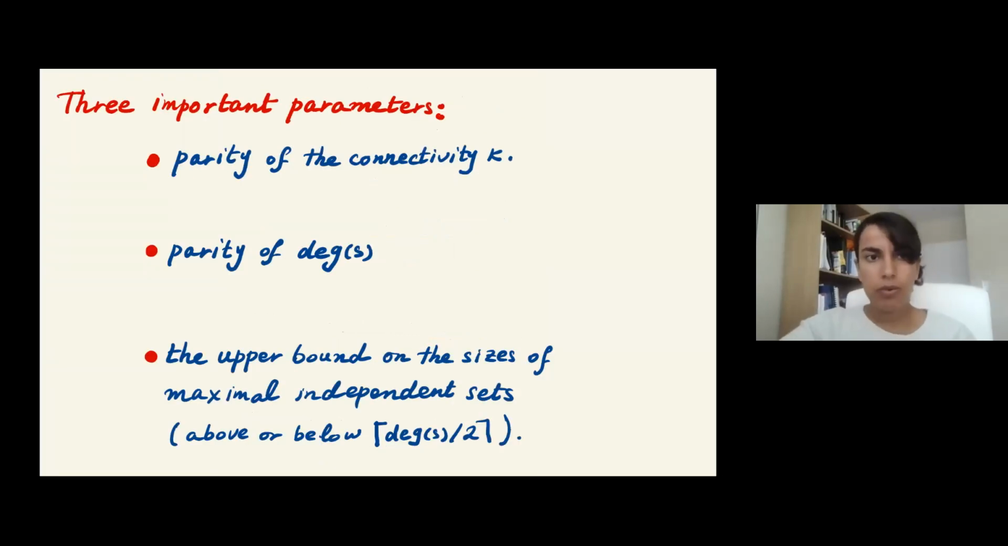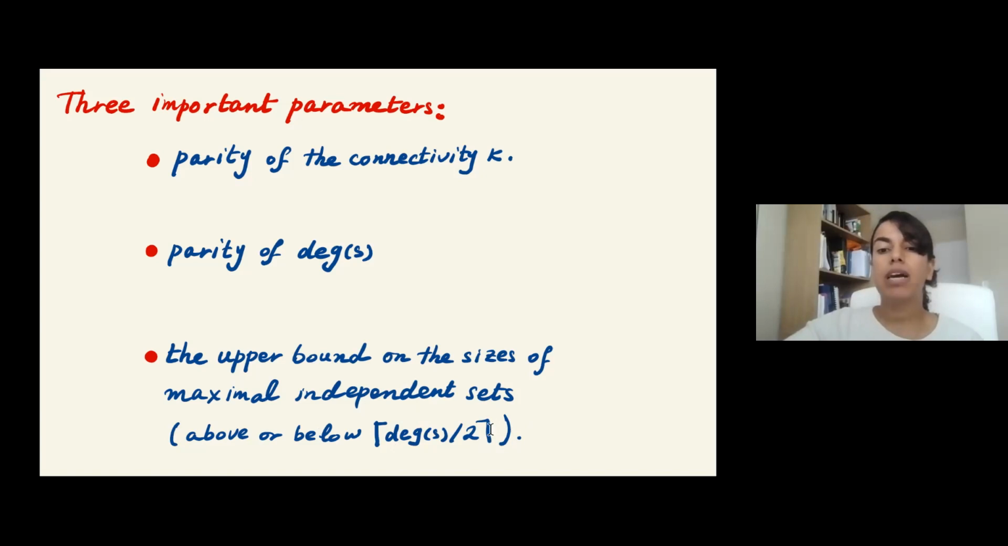There are 3 important parameters in the proofs. You might have noticed this already. The parity of the connectivity, the parity of the degree, and the upper bound on the sizes of maximum independent sets. Actually, this is the maximum possible size of an independent set in the lifting graph: ceiling of half the degree. I shouldn't write equal here, I should say below or equal to this. It's by a theorem of Frank from the early 90s.